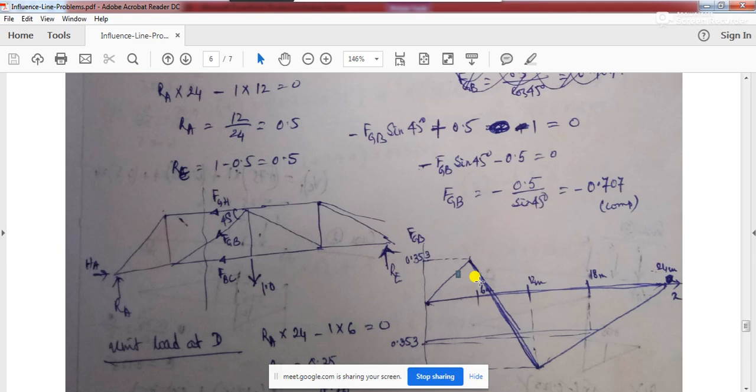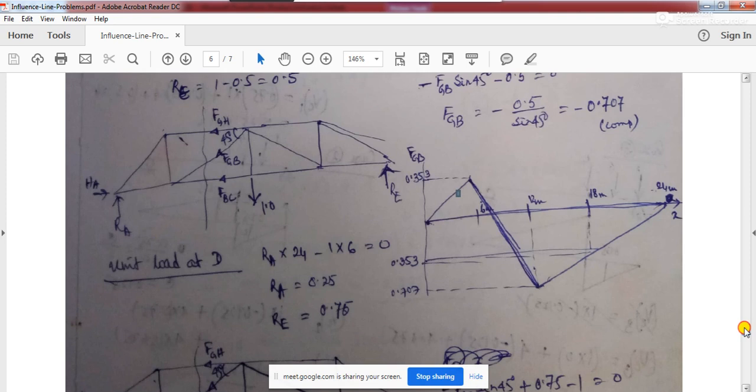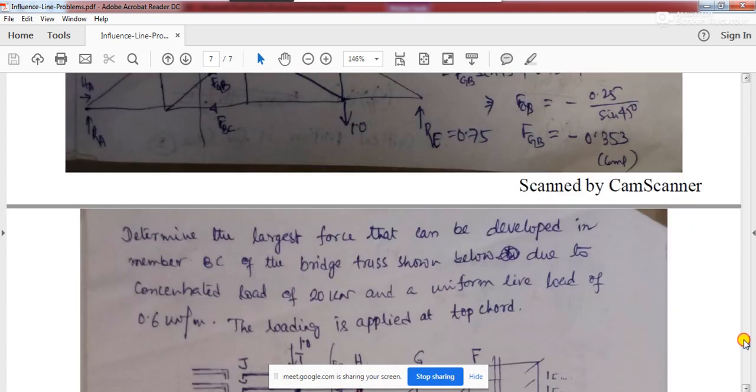So the process of finding out the total bending moment or total axial forces will remain exactly the same as we have discussed for the other cases of bending moment and shear force influence line diagrams for beam members. Okay, is it clear, Abhishek?